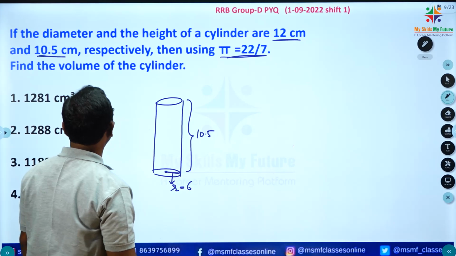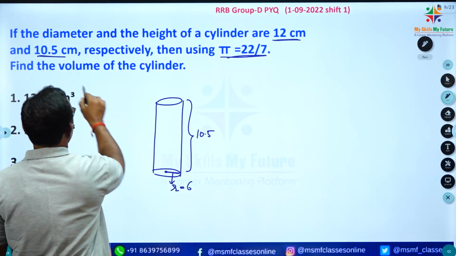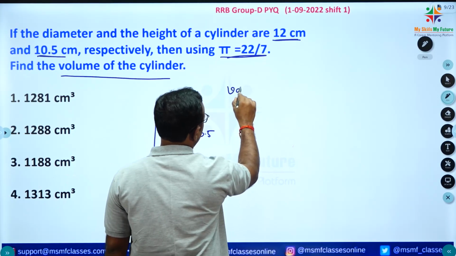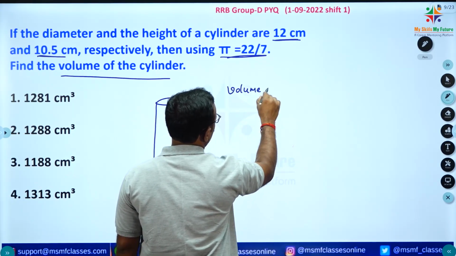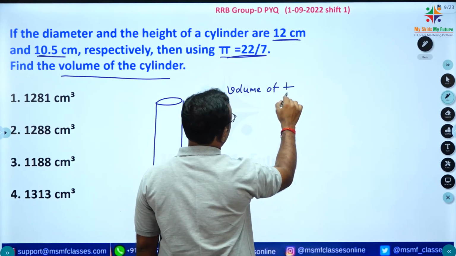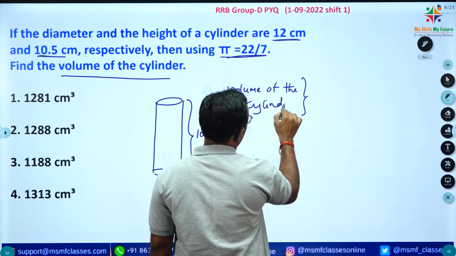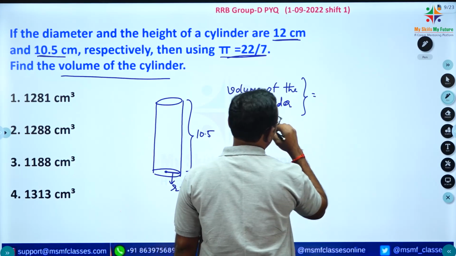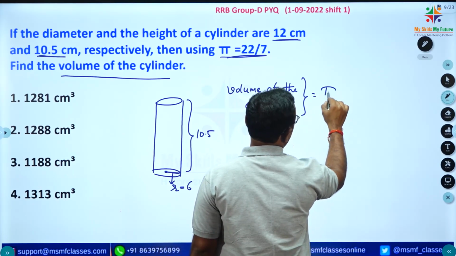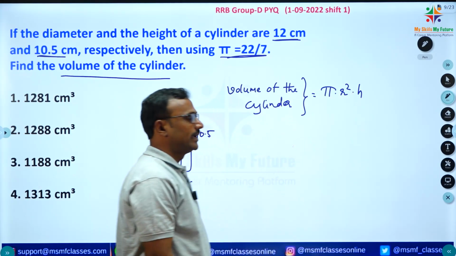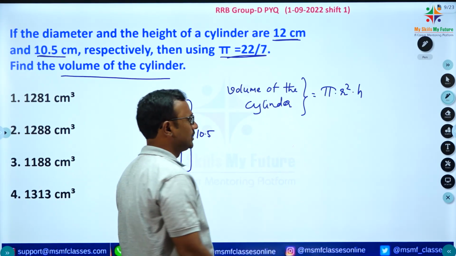So we need to find the volume of the cylinder. So the volume of the cylinder is equal to pi into r square into h.